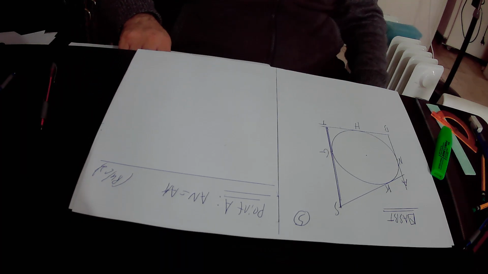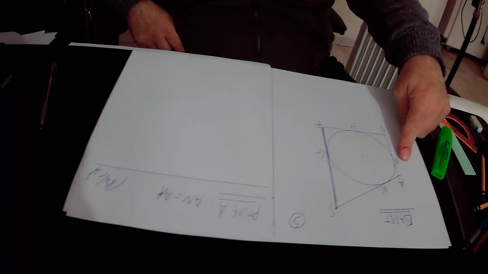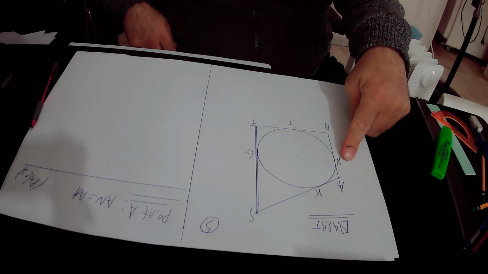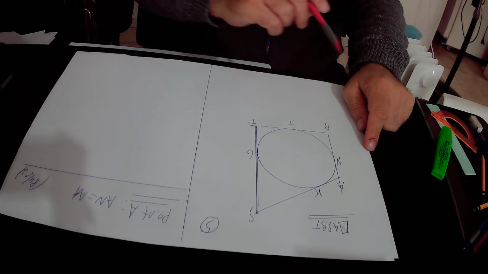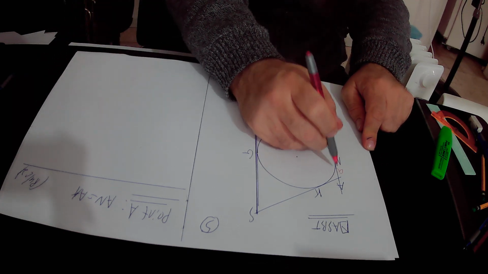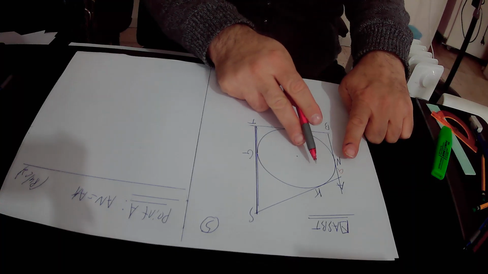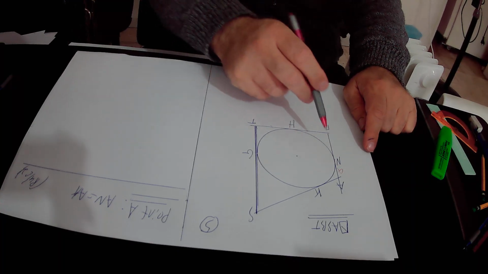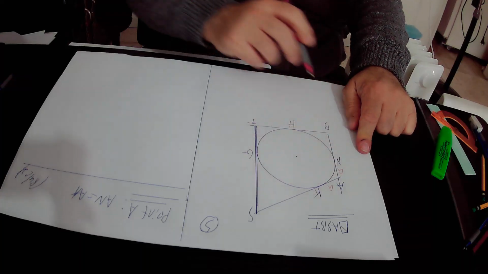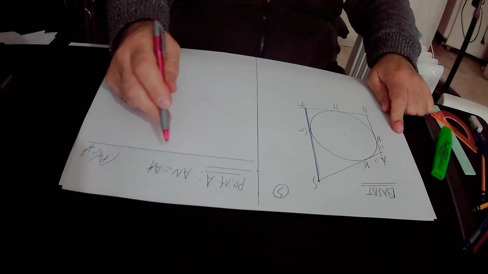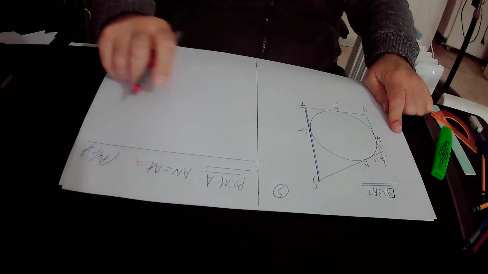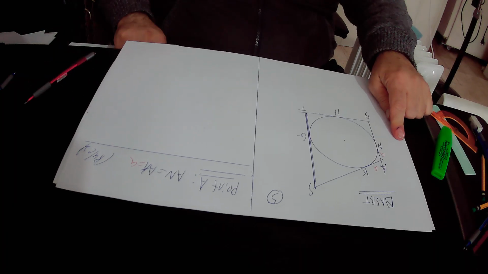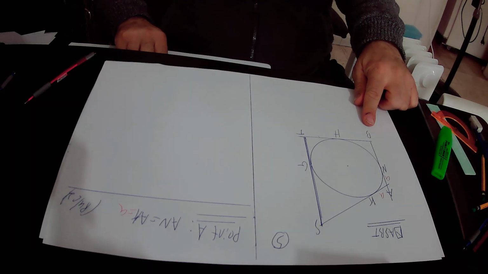So if we define the length of this tangent AN as a, then the length of tangent AK must also be equal to a because they are equal to each other. So in conclusion, we found out that AN equals AK equals a. Likewise, we'll focus on the common external point B.